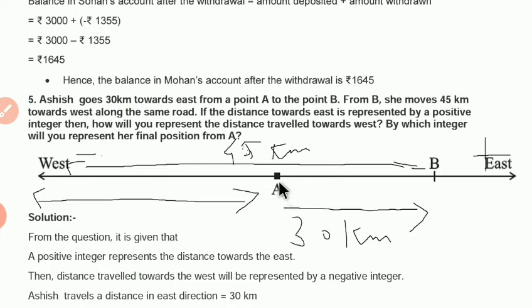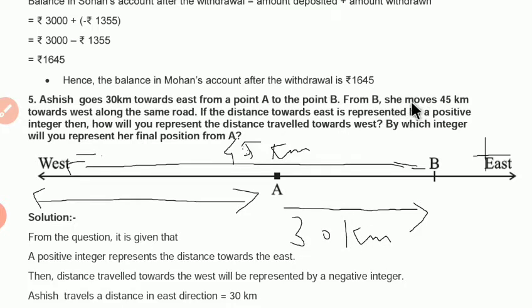So here we have marked point A and here B. According to the question, Ashish goes 30 km towards east from point A to point B. Where is east? In this direction, from point A to B. How much kilometer does he go? 30 kilometers. So from A to B, the distance is 30 kilometer.